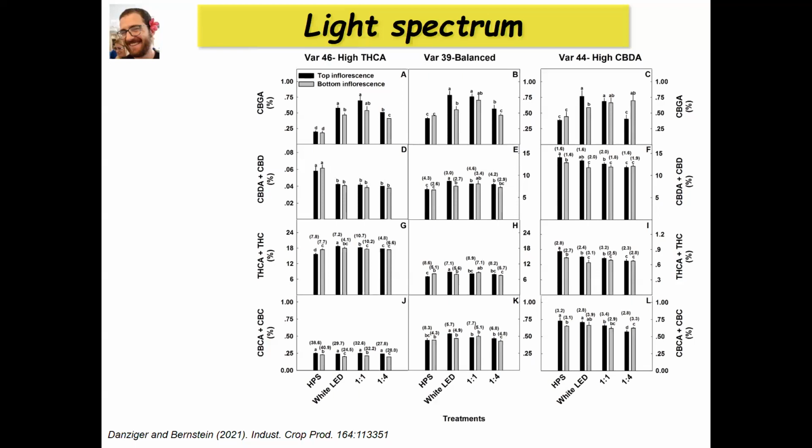Apparently, there are differences between varieties, and we've seen this also for many cannabinoids and terpenes. So there is variation in the effect of light spectrum.